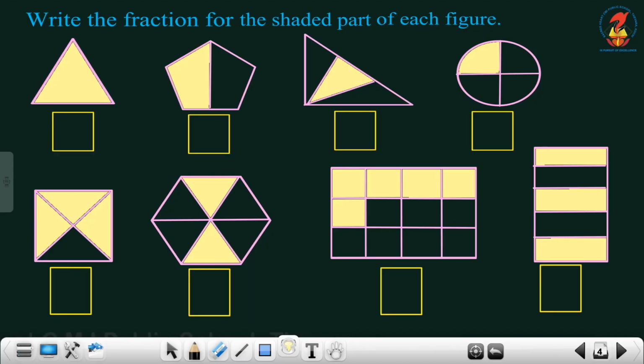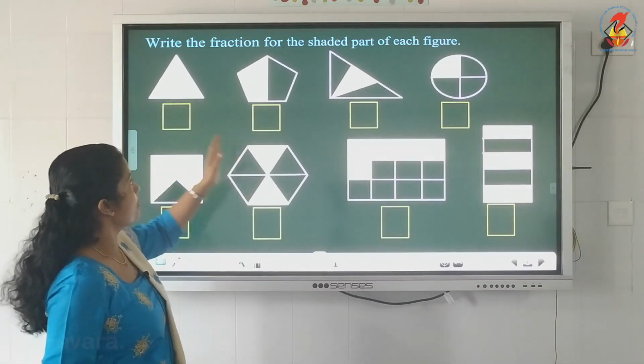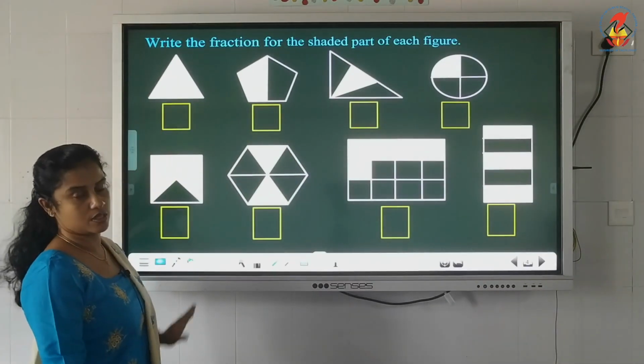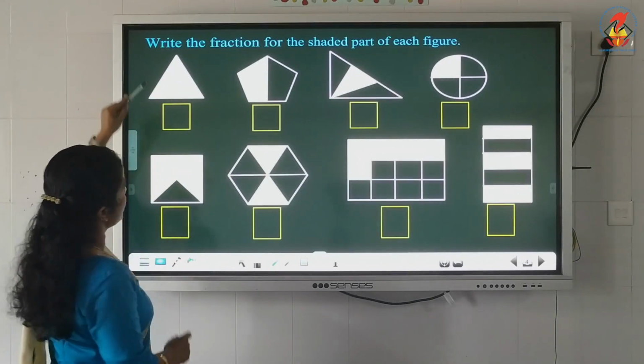Write the fraction for the shaded part of each figure. Here you can see different figures on the board. You have to write the fraction in this box. Looking at the figure, you have to write the fraction here. So what is this shape called?